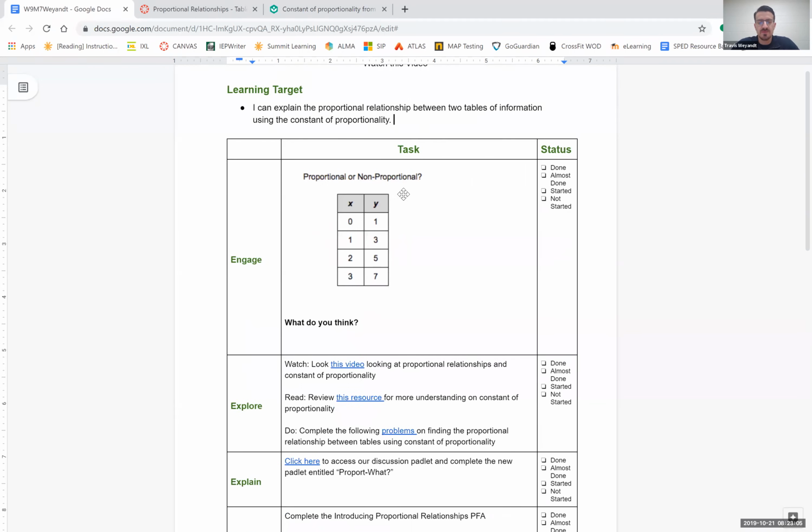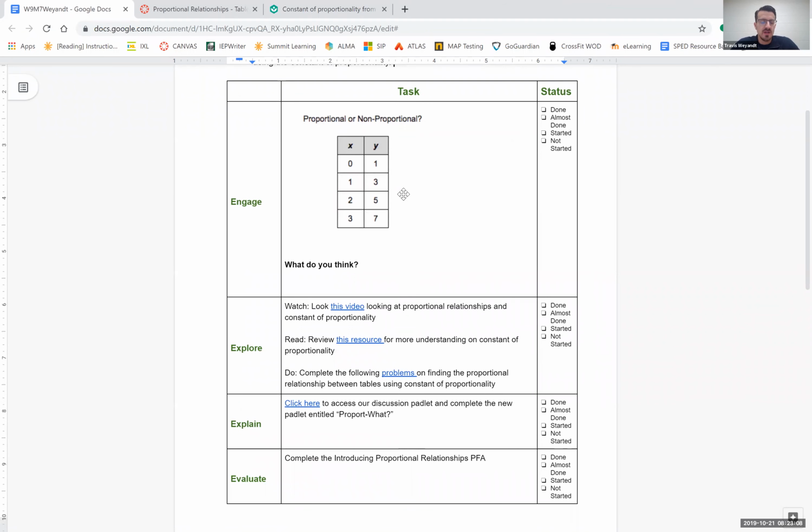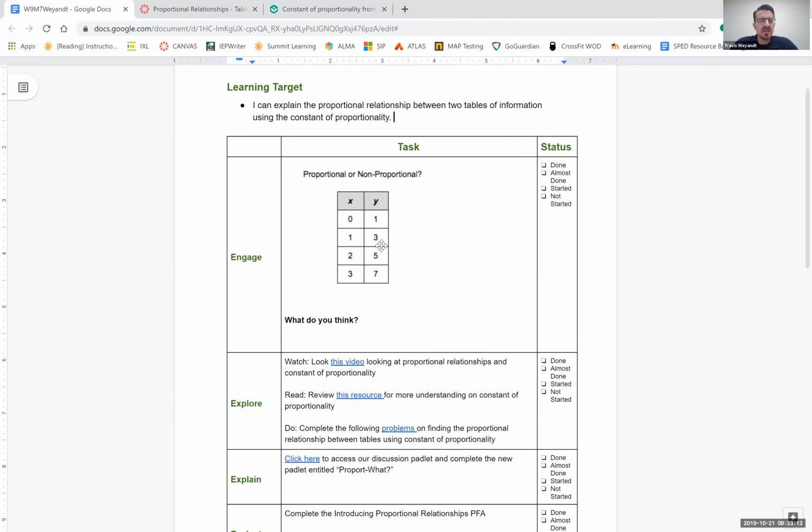So if I look at this first part, engage, you're going to look at this. What do you think? I'm not going to give you an answer right now, and I want you to think about it. What do you see in this table? Do you think it's proportional, or do you think it's non-proportional? You can use your knowledge of previous experiences with proportions, which you probably have had in previous math classes. Is it something that's proportional or non-proportional? And go ahead and stick your answer at the bottom. And maybe at the end of this lesson, you'll be able to go back and look at that and either solidify your understanding or maybe change your thinking a little bit.